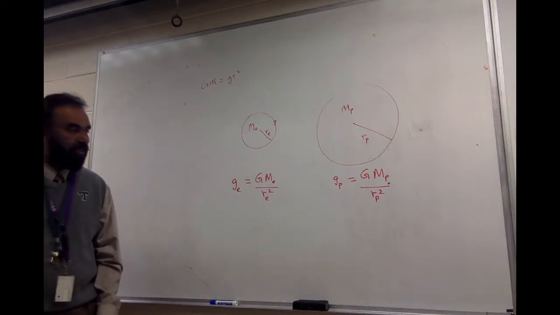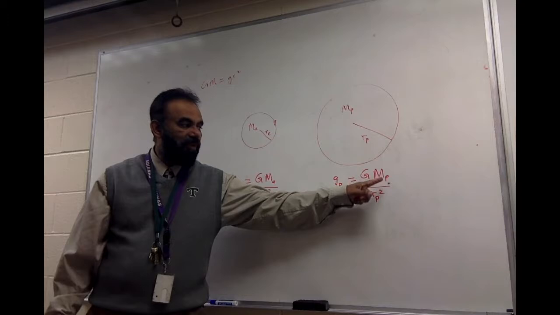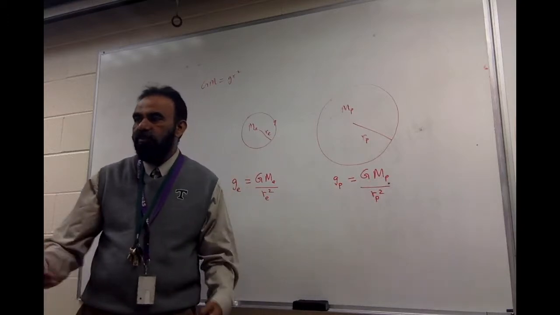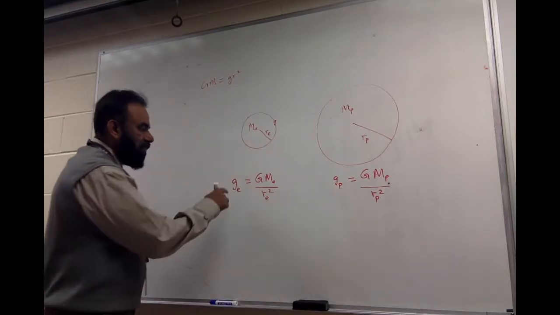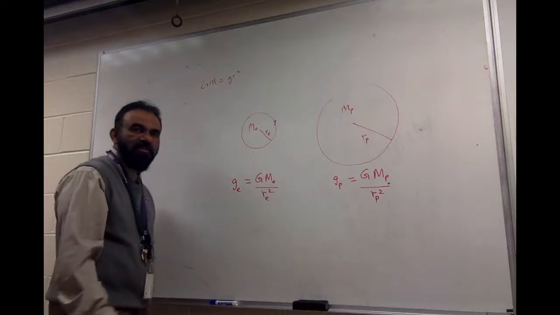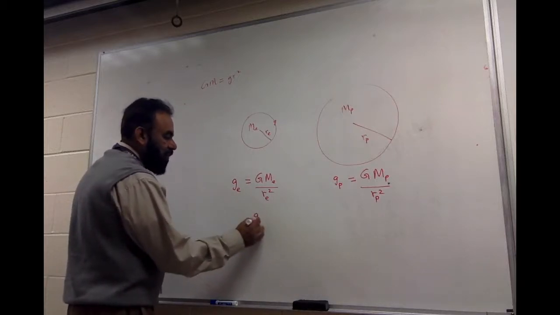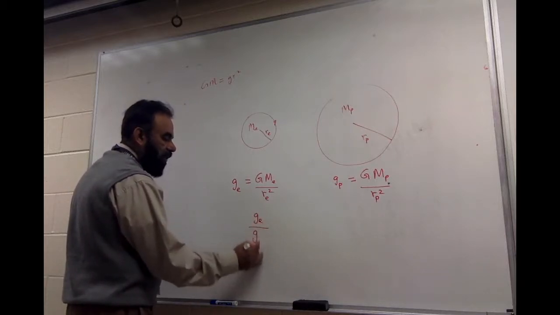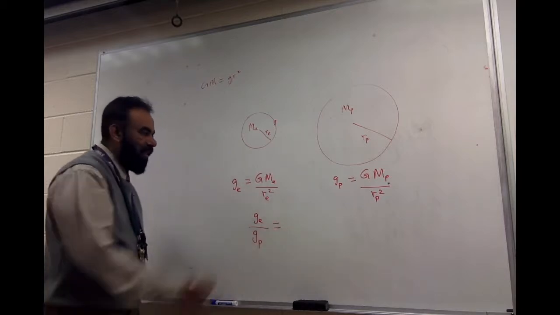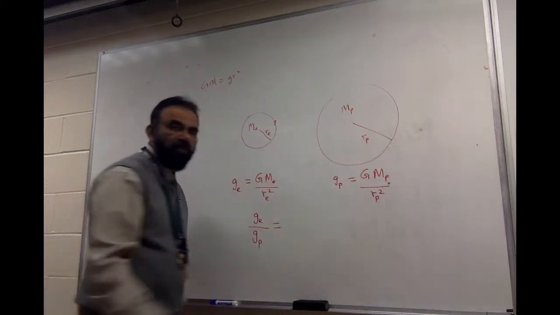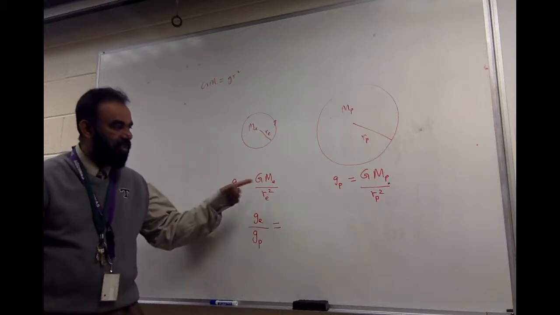So I just wrote down the equation. Now what we're going to do is substitute for M_P and R_P. Or do one thing: divide this equation with this equation. Just divide it. What do you have? g_E over g_P is equal to... If I divide this with this, what do you end up getting? The Gs will cancel out, right?